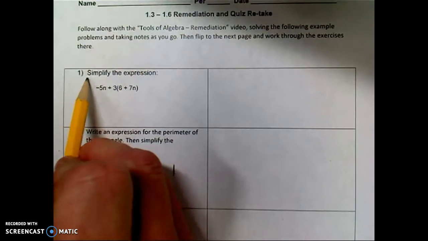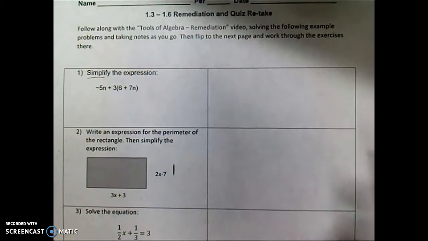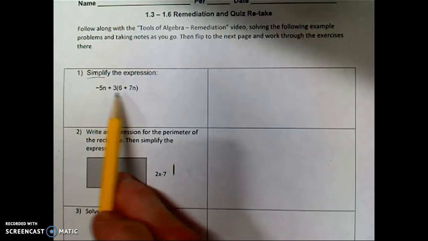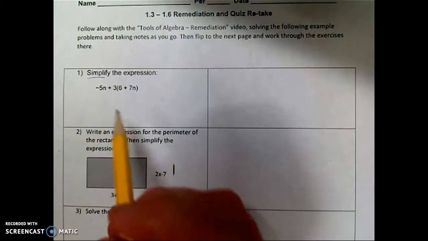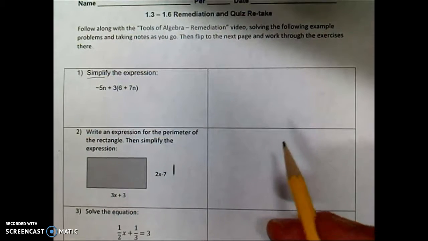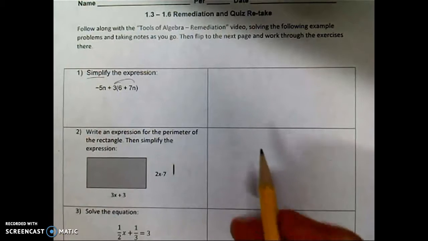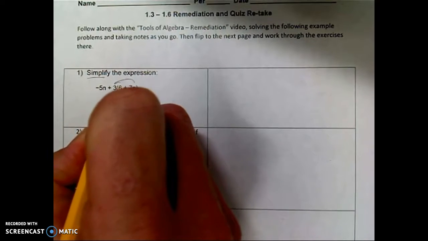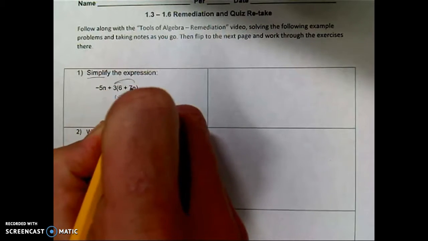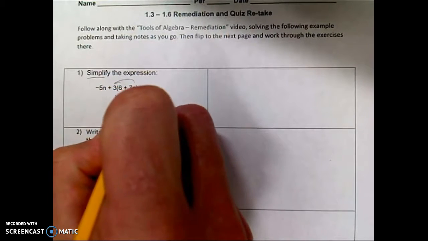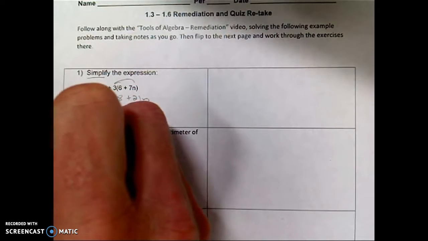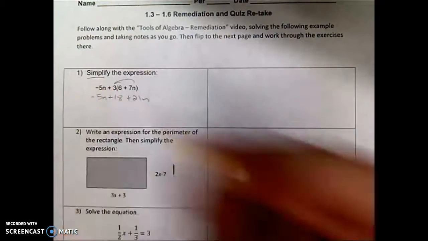So number one asks you to simplify the expression. Important to keep in mind when we talk about simplifying, an expression is completely simplified when there's no parentheses that need to be distributed and all like terms have been combined. So I can see here that I've got to distribute the 3 across the 6 and the 7n. So 3 times 6 is 18. 3 times 7n is 21n. And then I've also got a negative 5n.